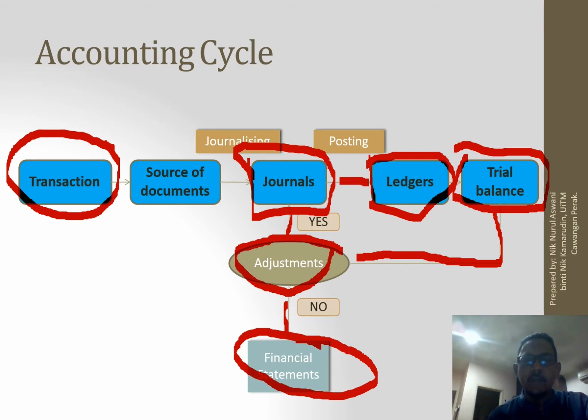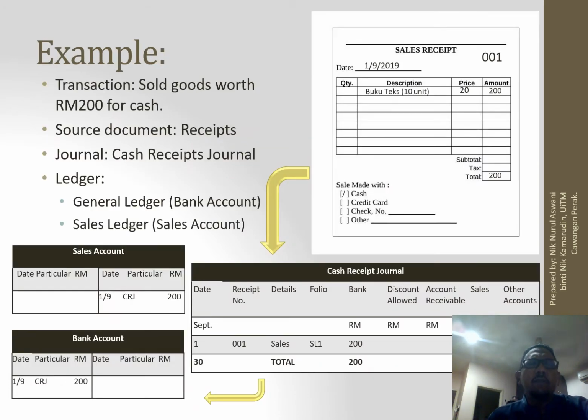This is roughly it. I will go one by one through each topic for journals, ledger, trial balance, and financial statements. This is the cycle. Okay, this is the example.